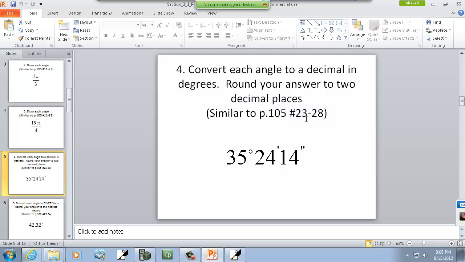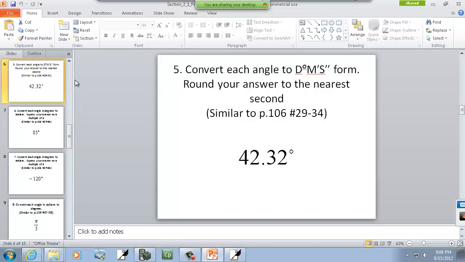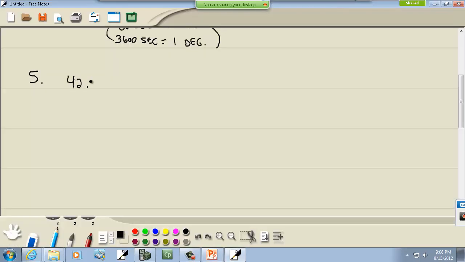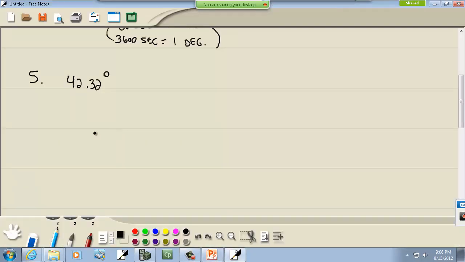Next problem. We got 42.32 degrees. And the instructions say, convert each angle to degrees, minutes, and seconds form. Round your answer to the nearest second. Well, what this means is we got 42 degrees plus 0.32 degrees.